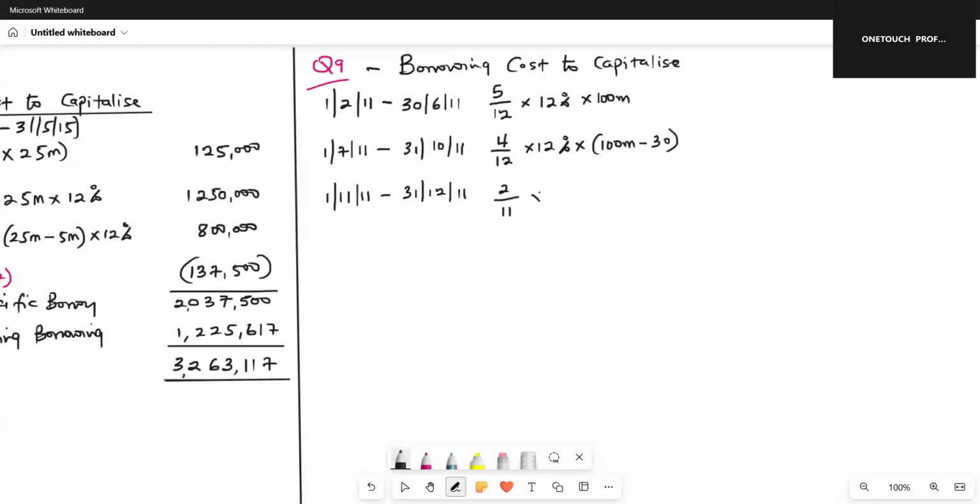Sorry, this one should be 2 over 12, not 11. 12% times 100 million minus what? 30 minus 10. So that's all. Whatever you get is the borrowing cost capitalized for the year. The first one is 5 million.